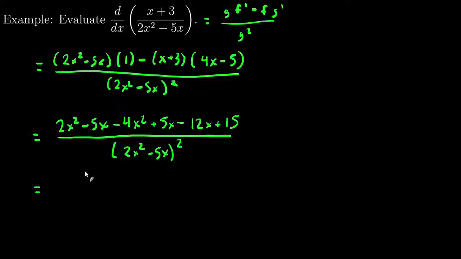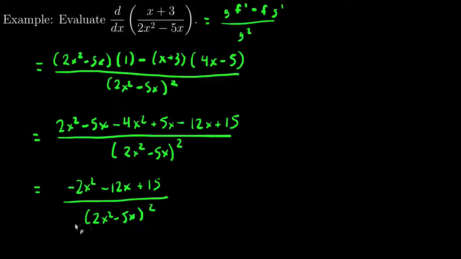And I can combine some like terms, so I have 2x squared minus 4x squared, which is negative 2x squared. I have negative 5x plus 5x minus 12x. And I have a plus 15. And that's all going to be over 2x squared minus 5x squared.